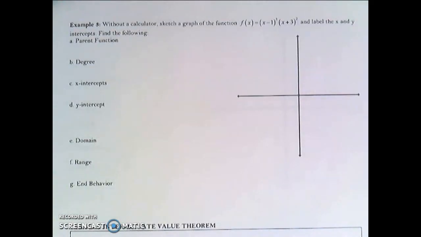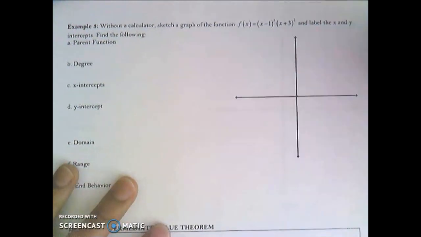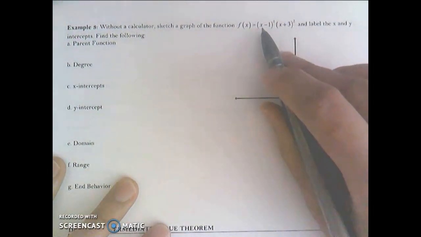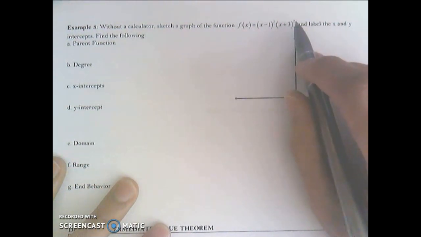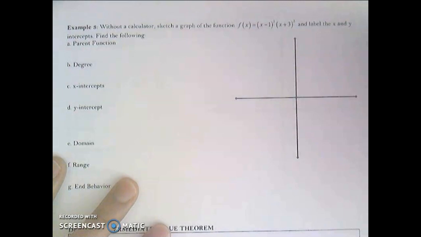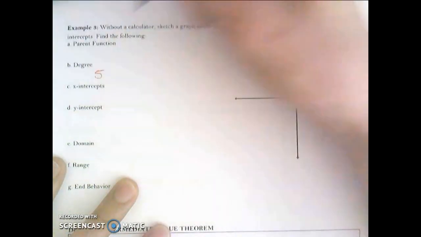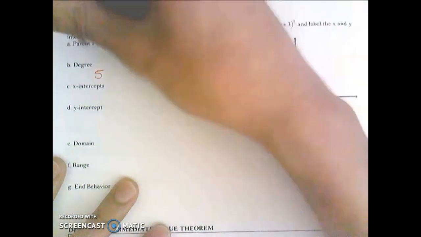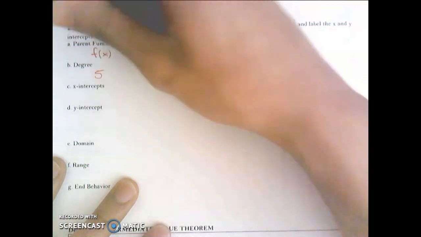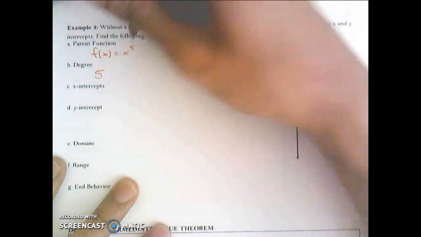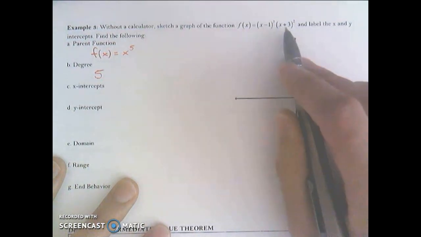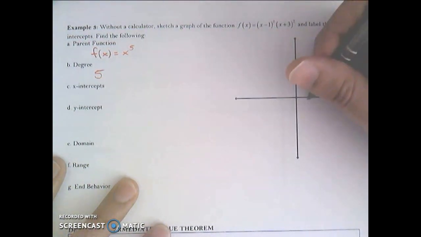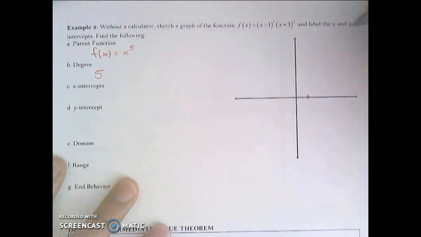So let's practice what we know about multiplicity and graph this function. So here we've got 3 x's here, this is x cubed, and then this is x squared. So we know that there are in total 5 x's. The degree of this polynomial is 5. Therefore, the parent function is a quintic, x to the 5th. We know that we have zeros at positive 1 and negative 3. So let's go ahead and plot those. Positive 1 and negative 3.